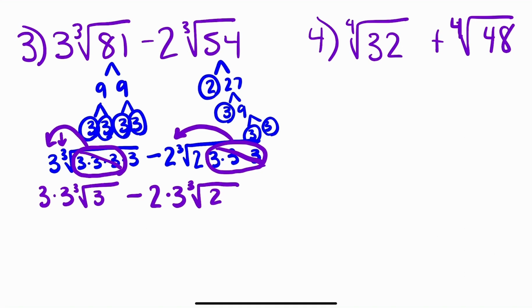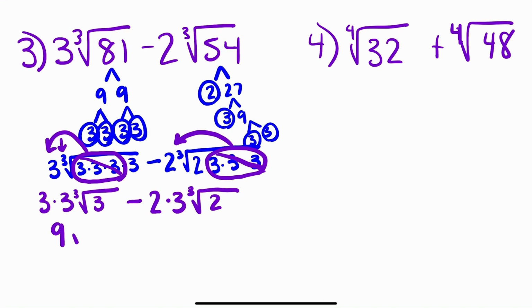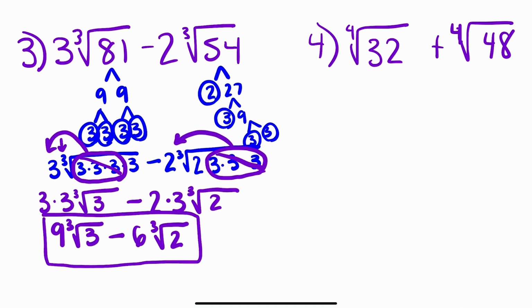Just a side note, I feel like a lot of people think the cube root of 3 is 1. Please never write that. 1 times 1 times 1 is not 3. So just be careful about that. I know that seems silly, but it just happens sometimes. So 3 times 3 is 9. So I have 9 times the cube root of 3 minus 6 times the cube root of 2. And that's great because our indexes are the same, but the numbers under the indexes are not the same. So we can't do anything else. And this is our final answer.